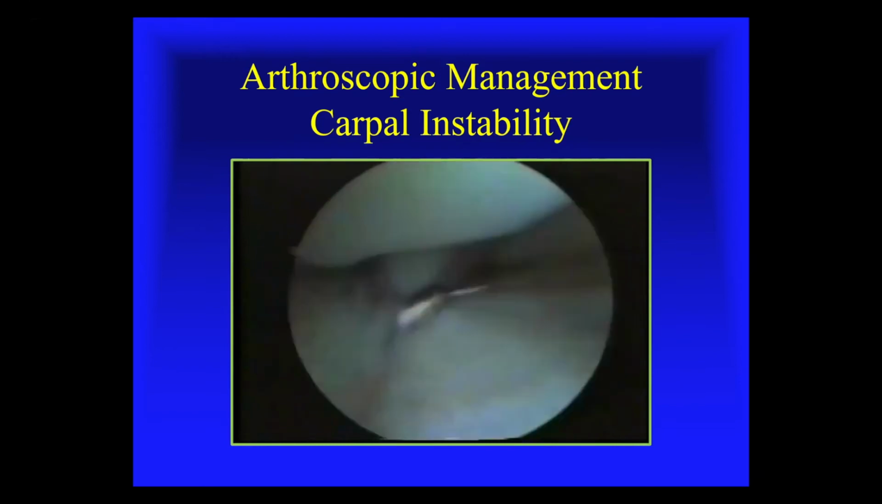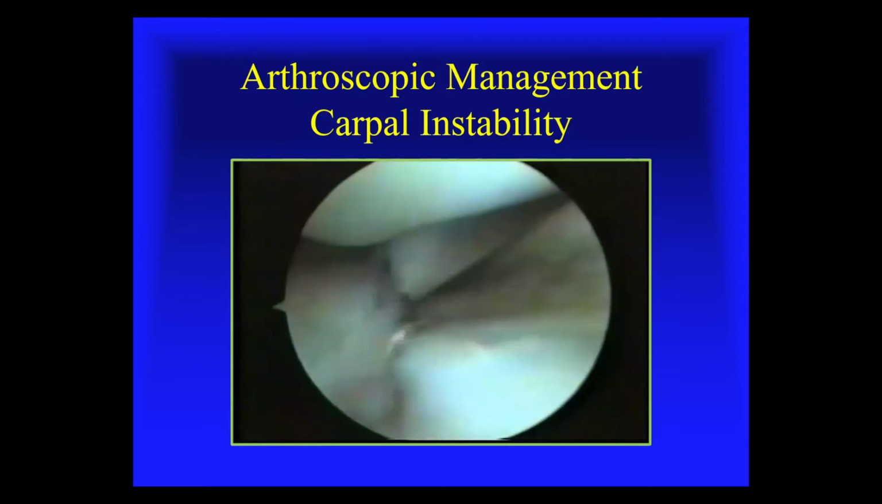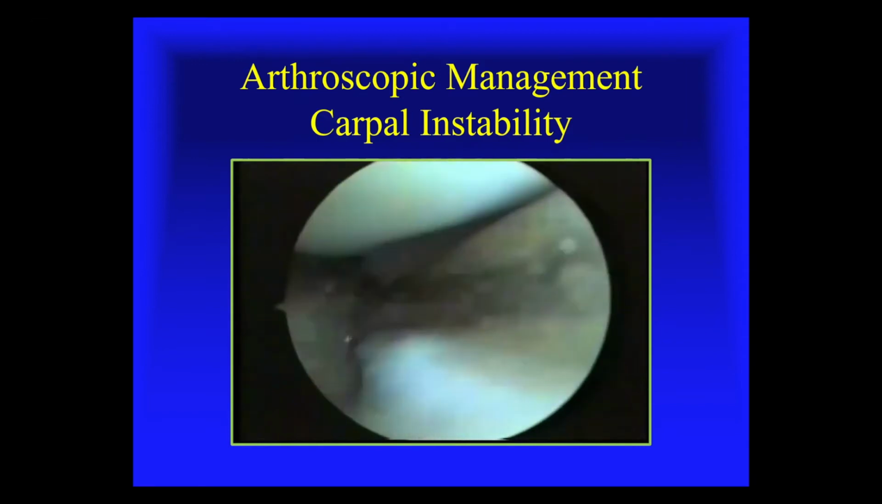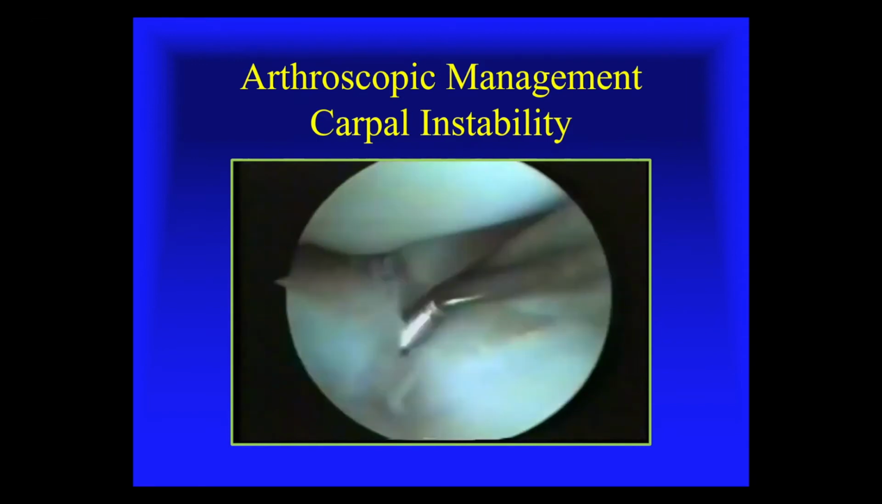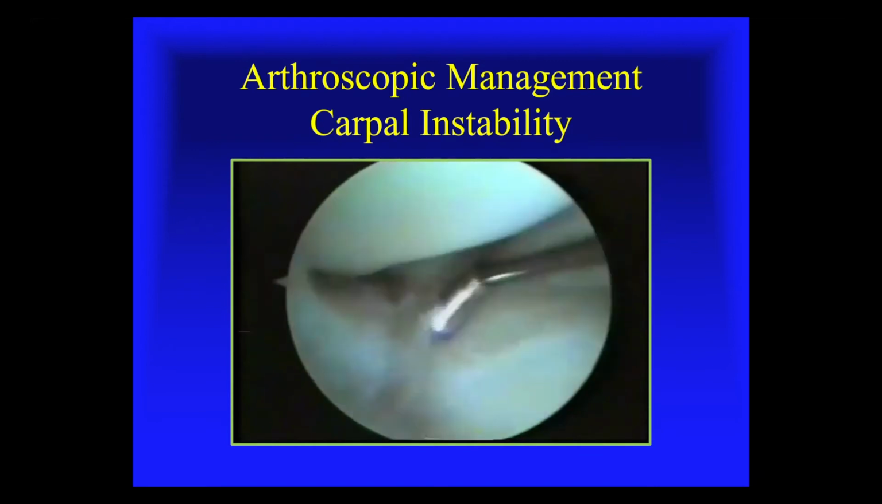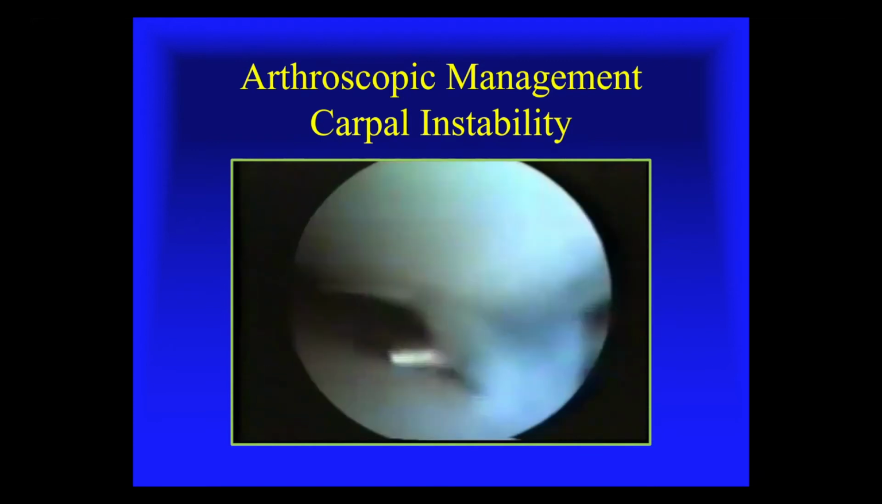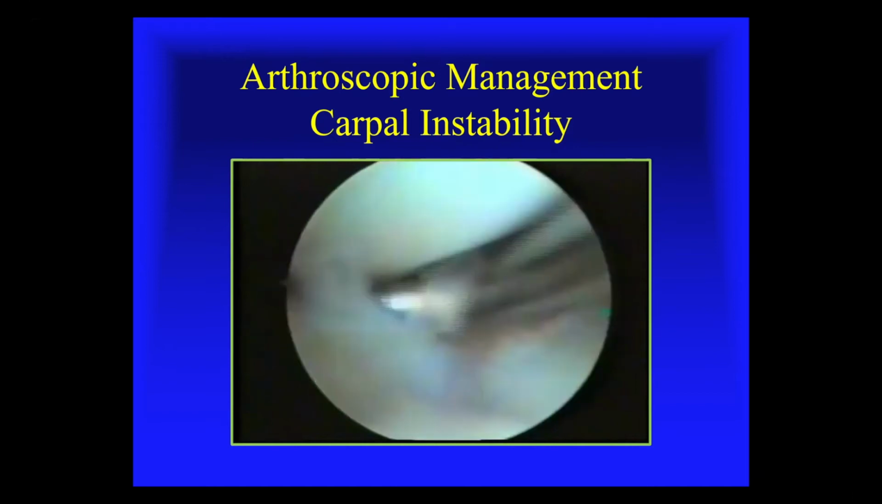We go up to the midcarpal space. Now you can see the incongruity. There's step off, and the scaphoid wants to palmar flex. You can see that dorsal edge starting to flex, and you can see the gapping as compared to a normal wrist.